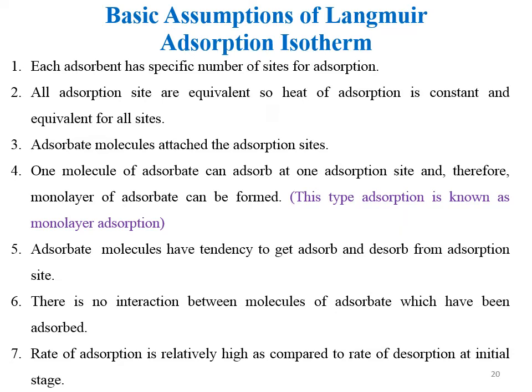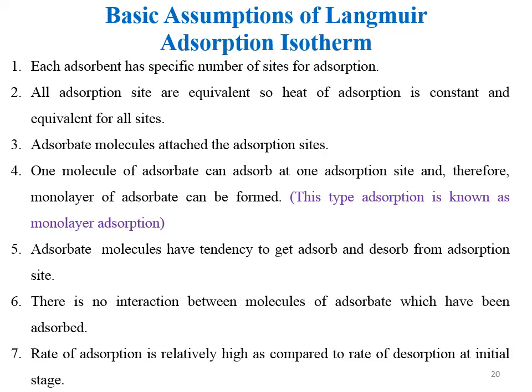The first assumption is each adsorbent has a specific number of adsorption sites for adsorption. Number two, all adsorption sites are equivalent, so heat of adsorption is constant and equivalent for all sites. Number three, adsorbate molecules attach on the adsorption sites only. Number four, only one molecule of adsorbate can adsorb at one adsorption site, and therefore a monolayer of adsorbate can be formed.